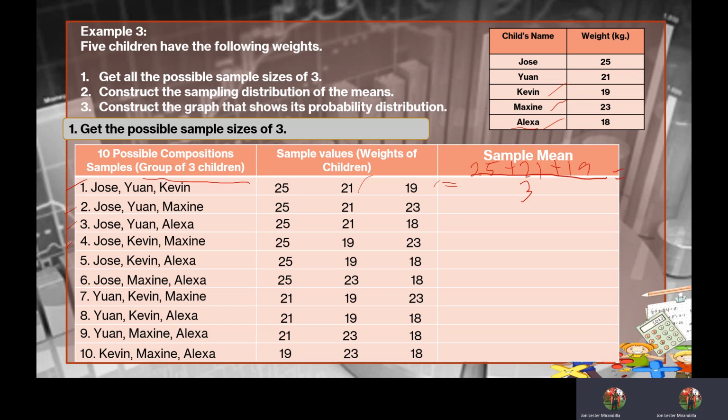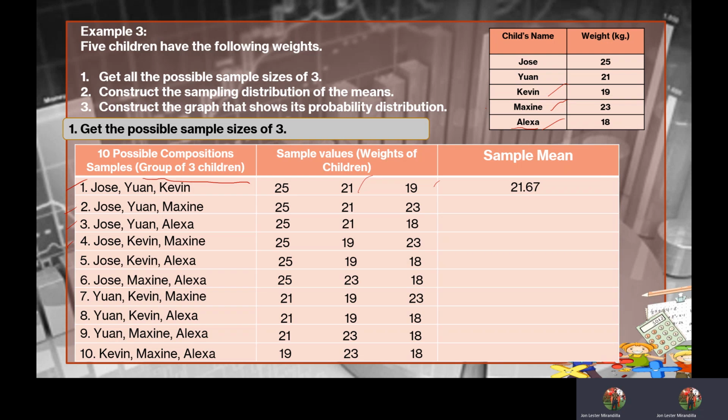25 plus 21 plus 19 divided by 3 is equal to 21.6667 yung dulo. Para organize, 21.67 na lang ang gawin natin. I-round off niyo yung pang second term sa ating decimal point. Okay ba yun? Round up to the nearest term. So, 21.67.